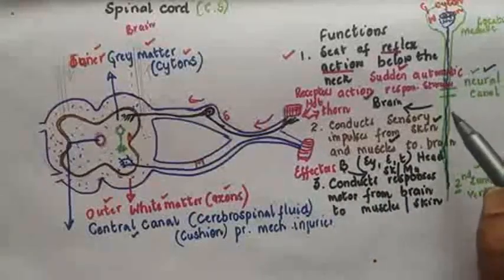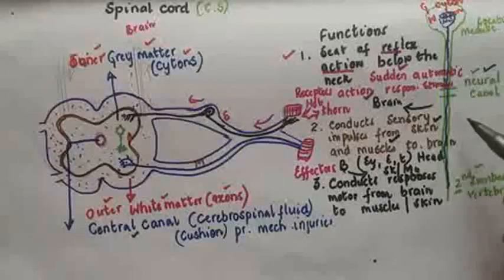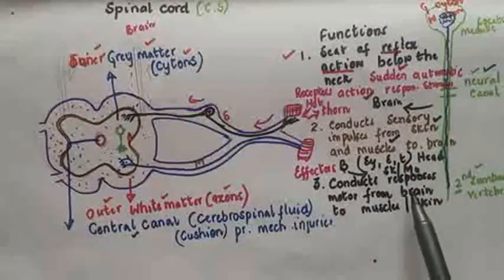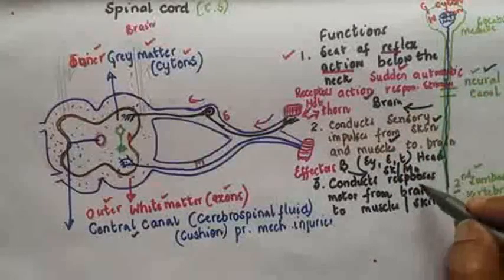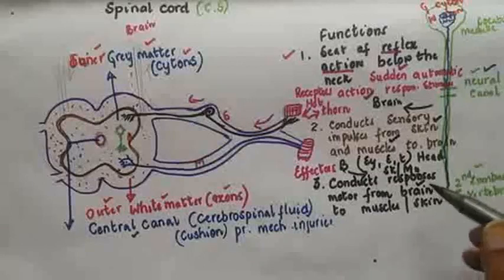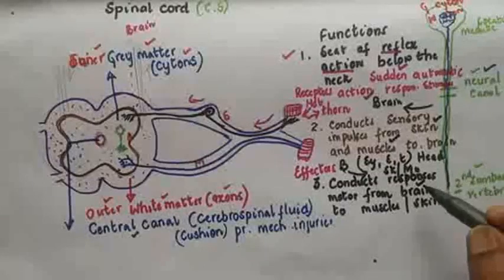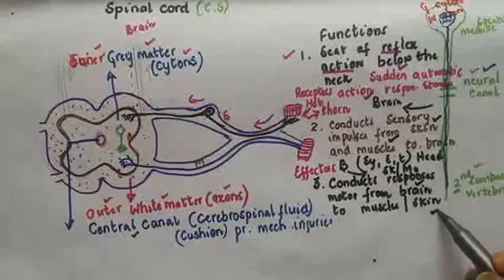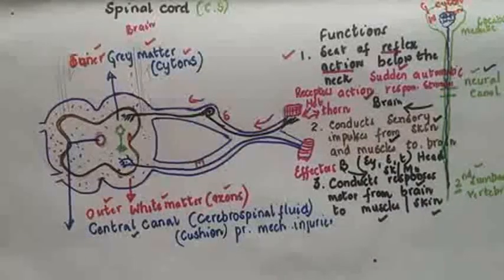This is the sensory impulses from different parts of the body to the brain, whereas motor responses, look here, this is the response. The motor impulses from brain to the skin followed by muscles. So these are the three different functions of spinal cord.